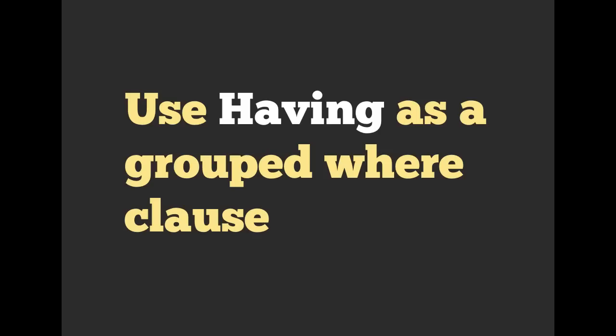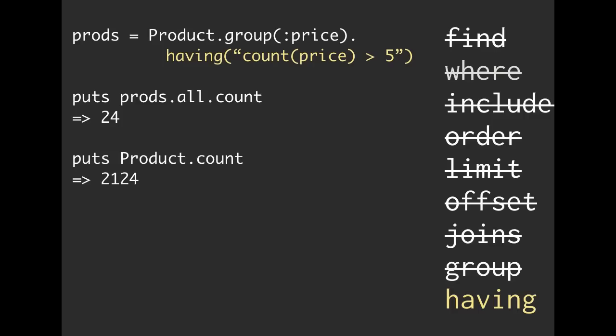So I like to think of having as a grouped where clause. So if we go back, price is in our database. Price is a part of our database. It's stored in our data structure. But if you're grouping price and then you're counting it, that's not stored in our database. That's kind of like a virtual attribute.